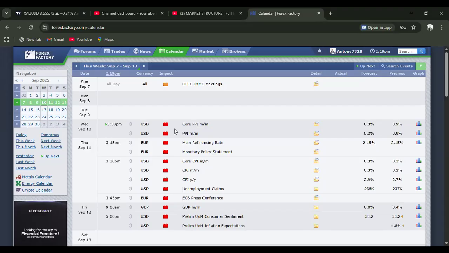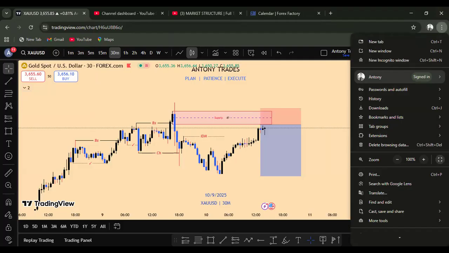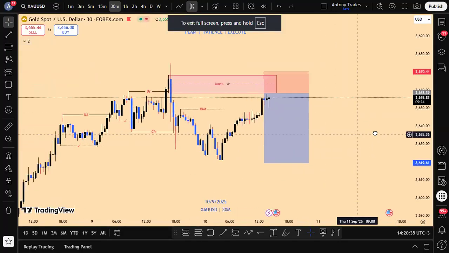So if you are going to take that trade, make sure you apply proper risk management. If you normally risk 1%, you can risk 0.5% because you don't know what this news will do. It's very risky to trade when we have high impact news. So take note on that. So that is it. That is a setup that I'm currently watching on gold.